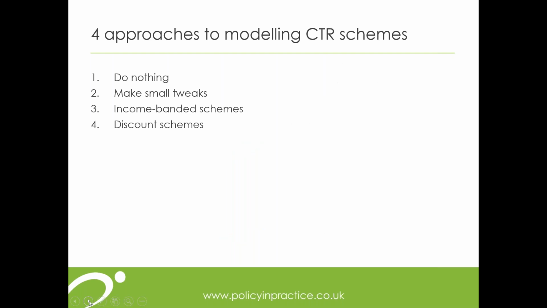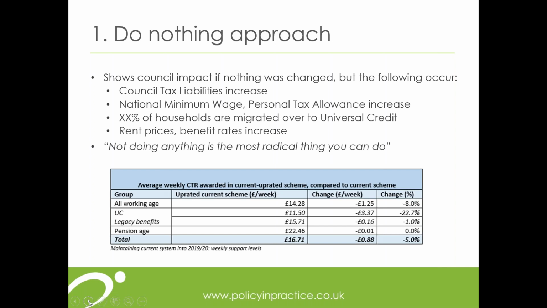The 4 approaches for our modelling schemes that I will take you through are the do nothing approach, which is the current scheme uprated to the following year that we'll come up to; those with small tweaks to that default scheme; income banded schemes; and discount schemes. So the do nothing approach, this is how we start off every report to show what would happen if the council were to retain their current scheme with no changes.